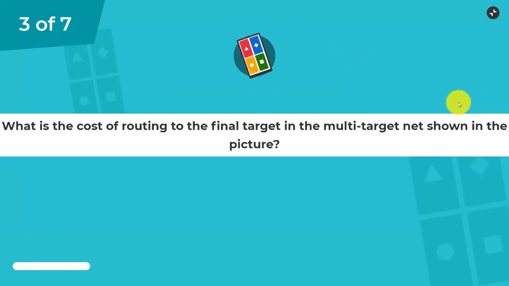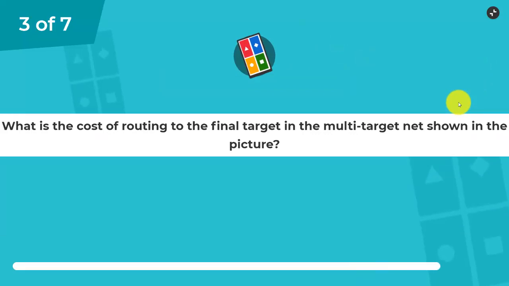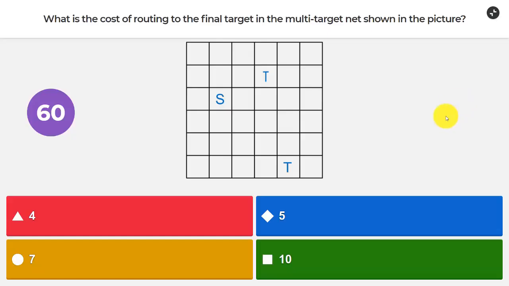So question number 3, what is the cost of routing to the final target in the multi-target net shown in the picture? So this is a hard one. Well, let's see. We have the source over here, and let's say we start with 1 here, then it'll expand 2, then it'll expand, say, 3, then it'll expand, say, 4. Okay, we get to the first target, and then we would mark this whole thing as a net.